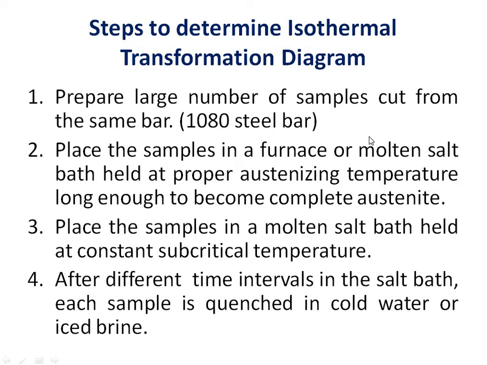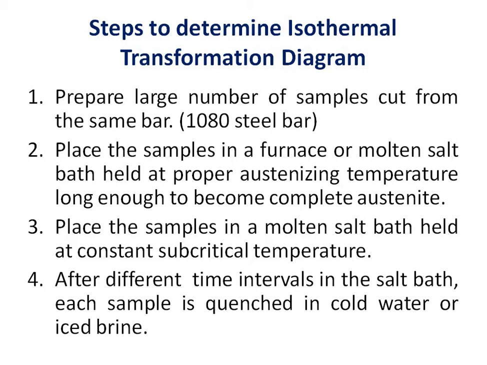So starting with the steps to determine isothermal transformation diagram. Step number 1. Prepare large number of samples cut from the same bar. That is 1080 steel bar. 10 means carbon steel and 80 means 80 parts of 100, that is 0.8% carbon steel, which is also called as eutectoid steel.